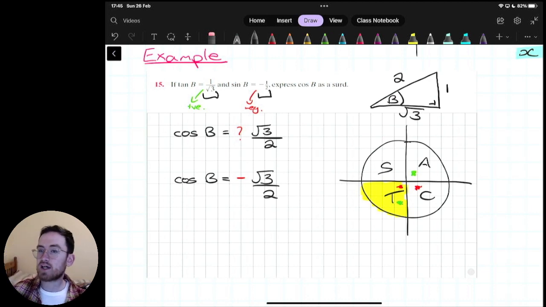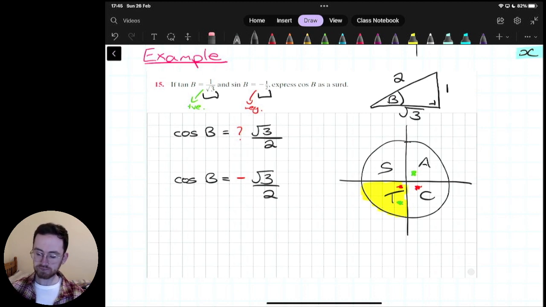So that example was really using our CAST circle more than our reference angles. We're not actually working out what b is, but we're using a CAST circle to see whether it's positive or negative. And you can see in that example you had to look at the value for tan and the value for sine and match them up in terms of the quadrants to tell you which quadrant you were looking for.